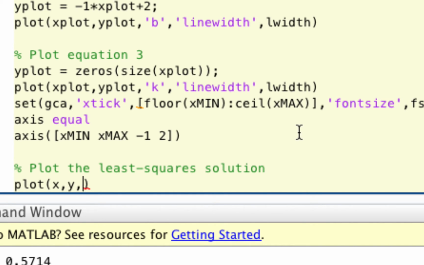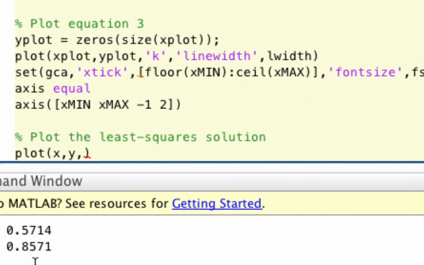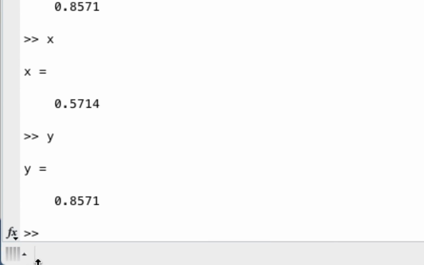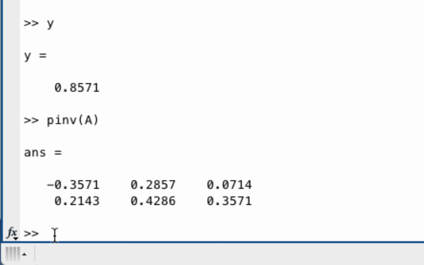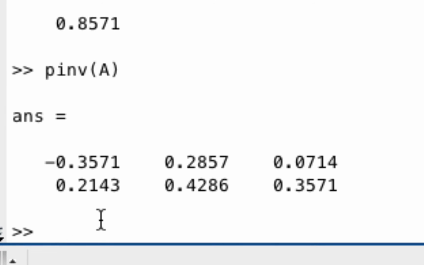Sorry, please, can you repeat? Excellent question. What is the size of the pseudo-inverse? Let's take a look here. If I compute the pseudo-inverse of A, it's this one. And actually, the size of the pseudo-inverse is 2 by 3.